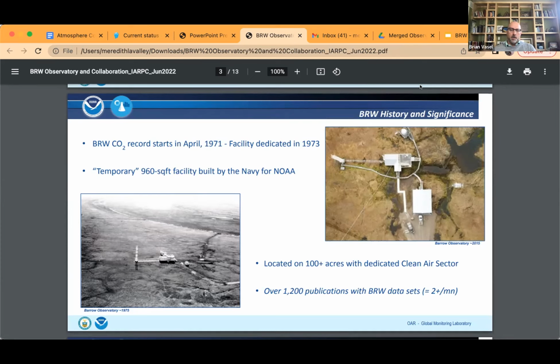So yeah, I mentioned the acreage. We do have well over 1,200 publications using the Barrow data sets. This number was from 2018, the last time NOAA had us do a laboratory review. So we did the data sleuthing to see how many publications use Barrow data. So this is quite old. I'm fairly confident this is probably north of 1,400 publications by now. Next slide, please.